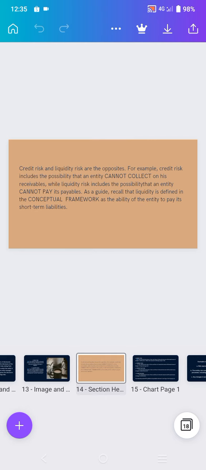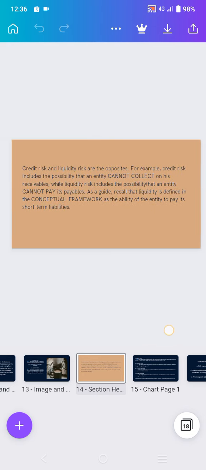So, yun po. Credit risk and liquidity risk are the opposites. So, magkapareho lang po sila ang credit risk and liquidity risk. For example po, ang credit risk includes the possibility that an entity cannot collect on its receivables. Hindi niya po kayang kolektahin ang mga amounts na dapat sa kanila. While liquidity risk includes the possibility that an entity cannot pay its payables. So, kung sa credit risk, may posibilidad na hindi niya po kayang mangolekta ang mga amounts. Ganon din po sa liquidity na hindi niya po kayang bayaran ang mga utang po.